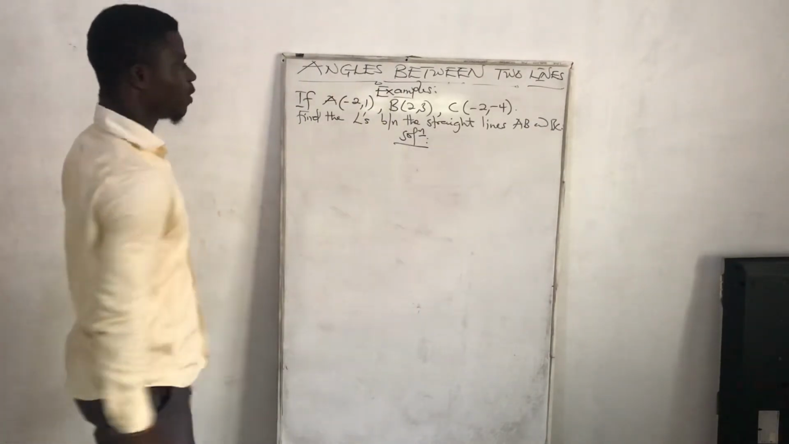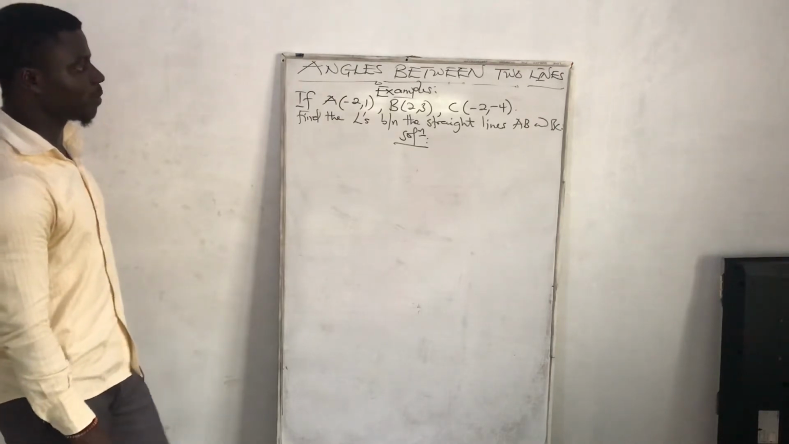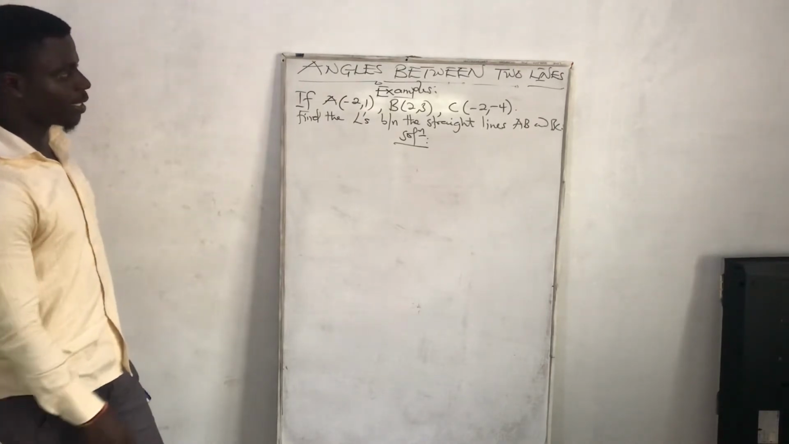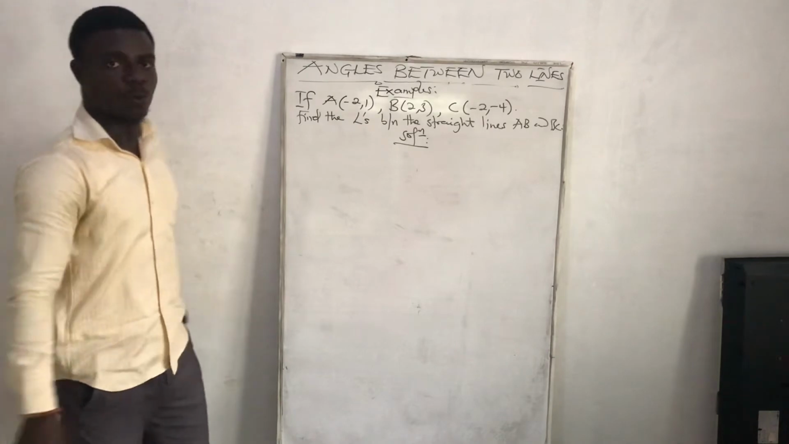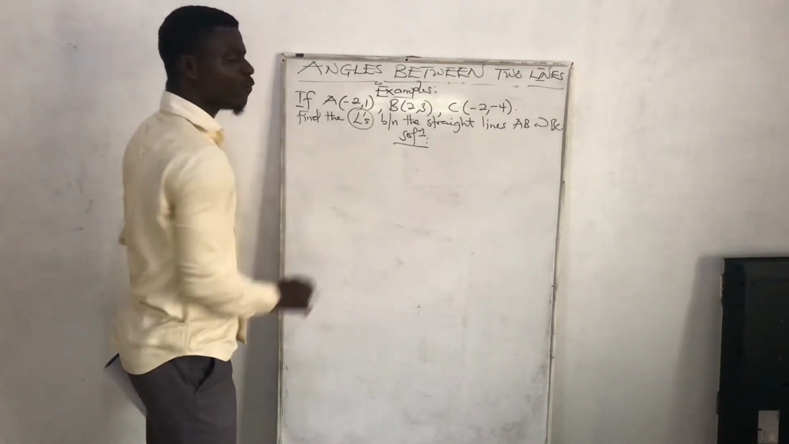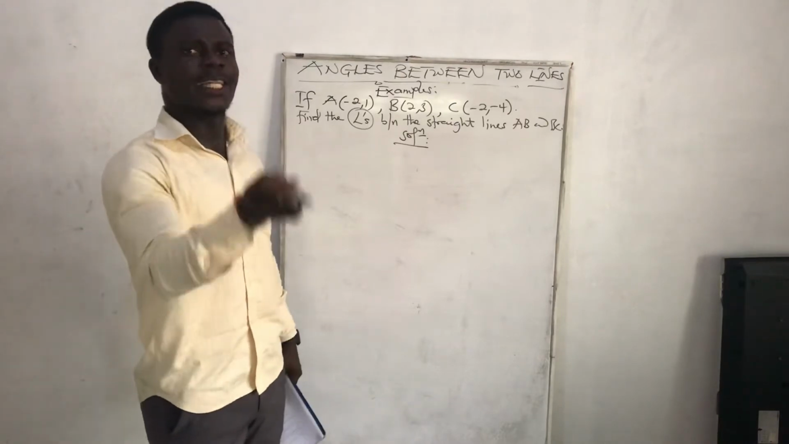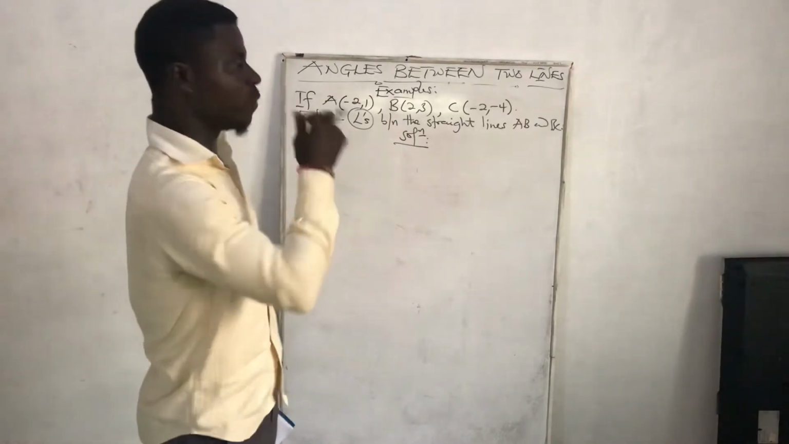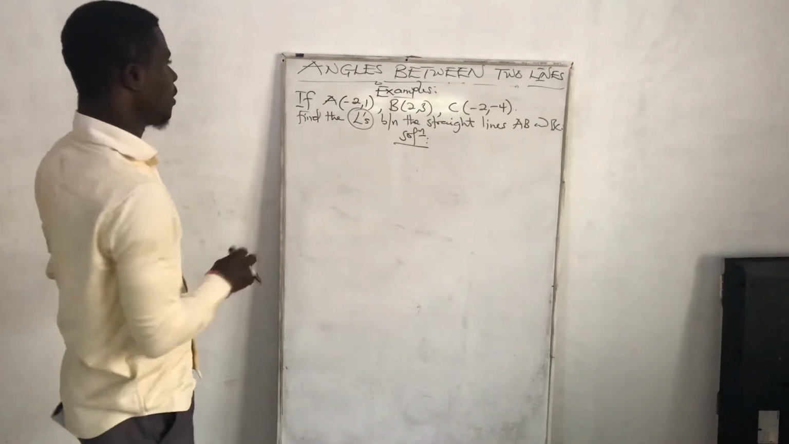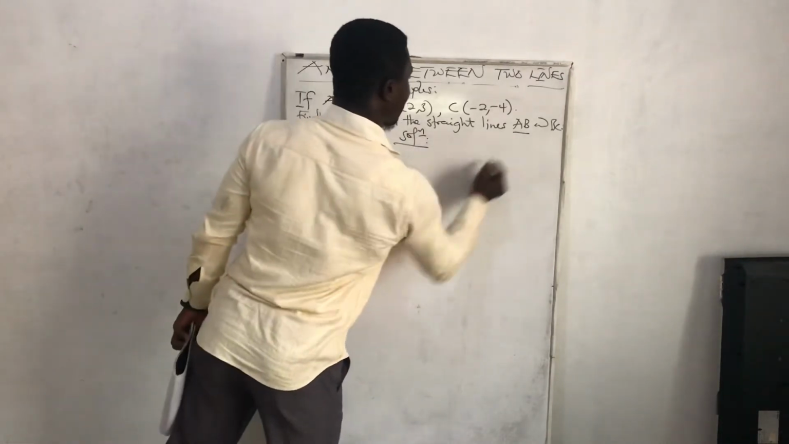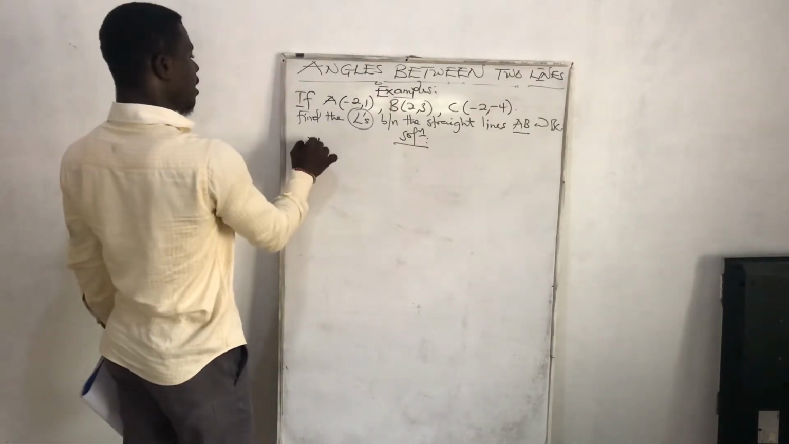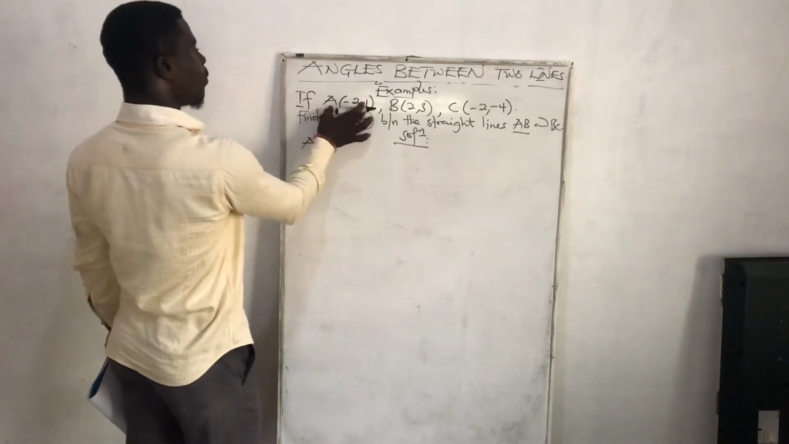So how can you solve this question? Find the angles between the straight lines AB and BC. The question says find the angles, so it means you have to find the acute and then the obtuse angle, not only one angle. So the straight line AB, that means point A, then point B.